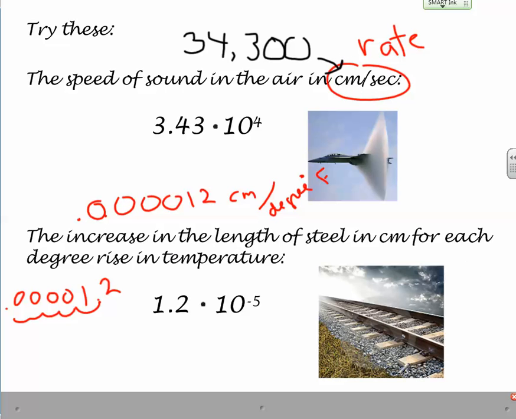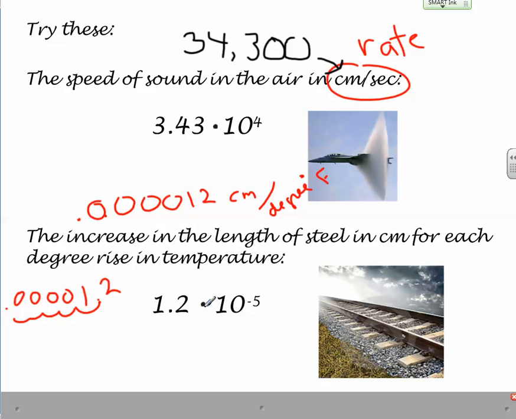And then we talked about railroad tracks and how when the temperature increases, for each degree rise in Fahrenheit in temperature, the length of the steel in a railroad track increases in centimeters. And that's why they have to put joints in the track, because otherwise the railroad track would buckle. So what is this in centimeters?